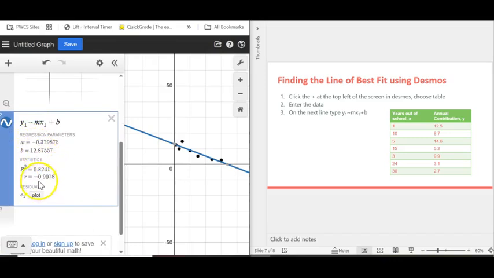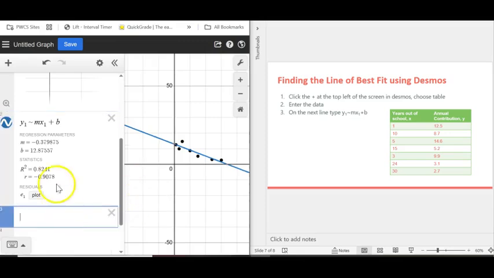And then R is negative 0.91. So that means this is actually a very strong relationship. And if you look at the line that it drew, all those dots are really close to that line. So that makes sense. If we were going to write the equation for this, it would be y equals negative 0.38, we'll round to 2 decimal places, x, so negative 0.38x plus 12.88. That would be my equation.